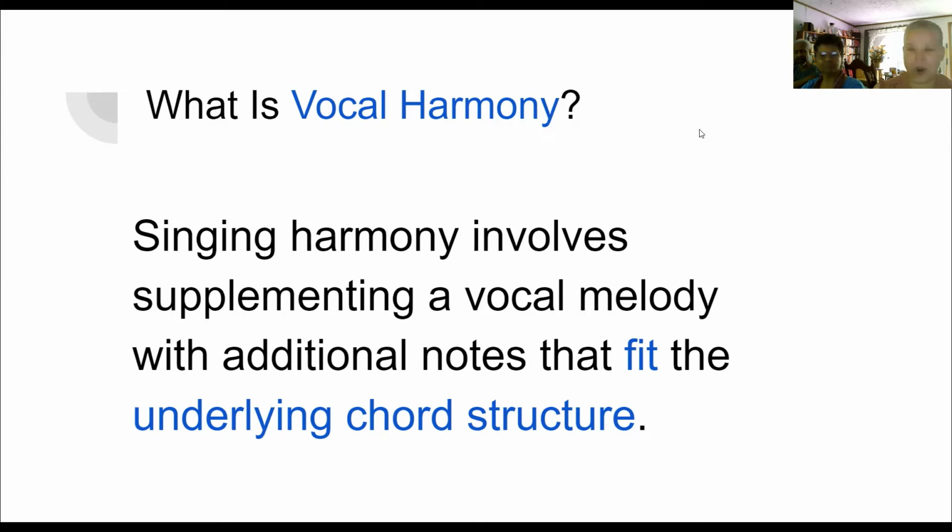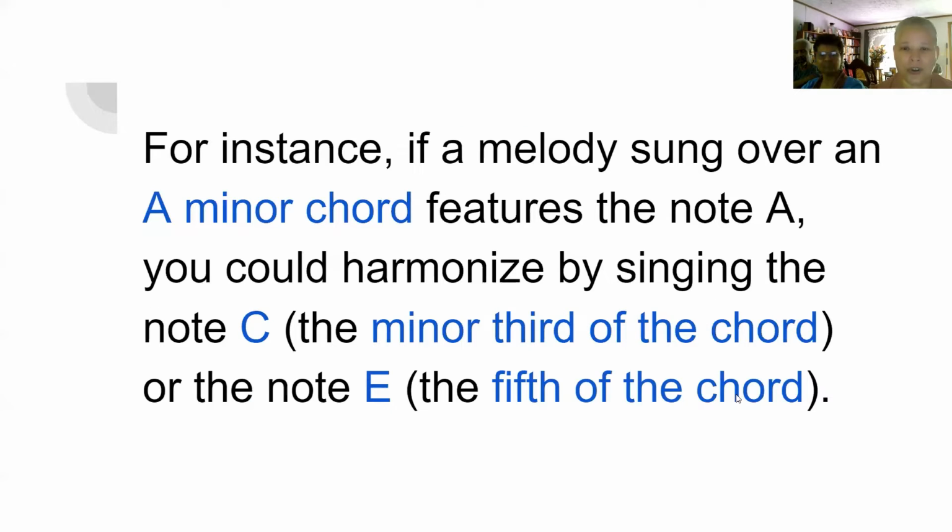So let's look at what kinds of notes fit the underlying chord structure. So here we have, for instance, if a melody sung over an A minor chord features the note A, you could harmonize by singing the note C, which is the minor third of the chord, or the note E, which is the fifth of the chord. And if I play this, you will hear it quite easily. So that's A, C, and E. That is the A minor chord.